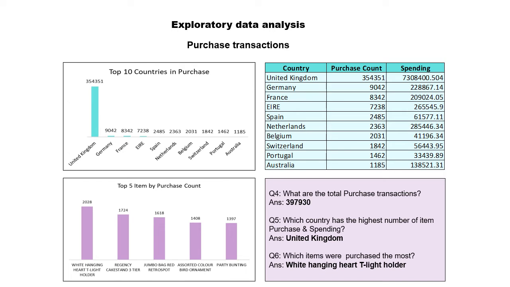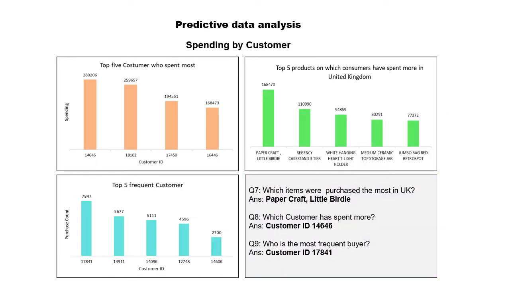In terms of items by purchase count, the white hanging heart tea light holder is leading in this chart. So this item was in demand from December 2010 to December 2011 for this company. This is the insight we can get from the purchase transactions chart. So let's go to the next slide.